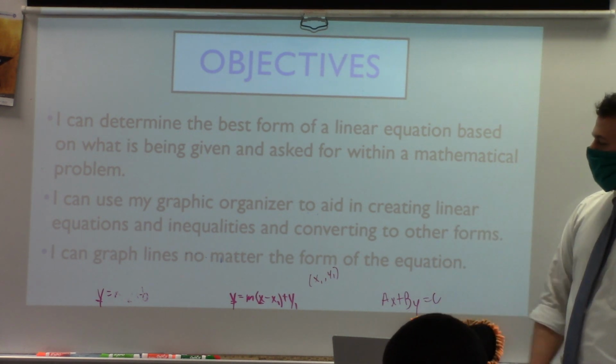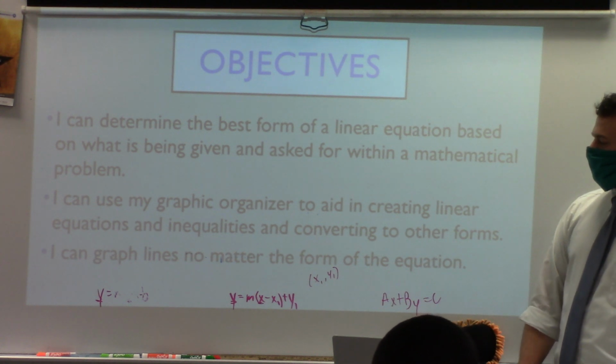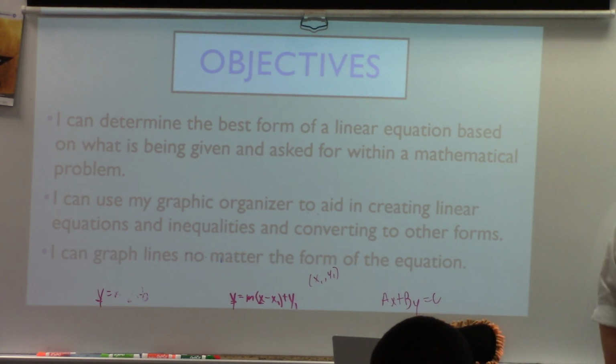Zay, can you read our last objective? I can graph a line no matter the form of the equation. Right? So not only do we want to create equations, we also want to create graphs, we want to create tables, all those different things. And so we're going to use this graphic organizer to also help us graph the lines based on what information is given us with the different equations. Okay? We all good on that?